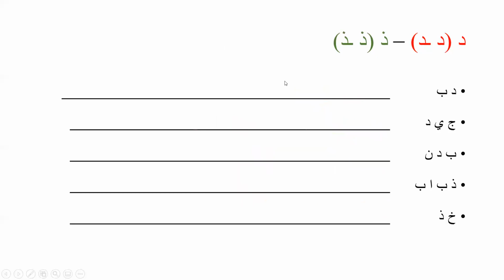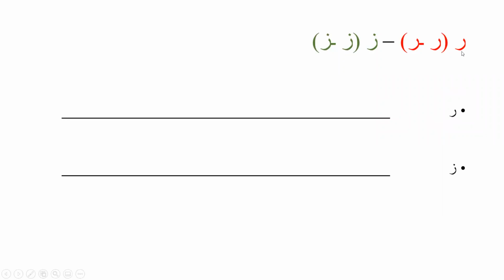Now, the next group is Ra and Zai. These two letters also do not connect after. So we have Ra, and here it is, Ra, when it comes connected to a connectable letter before. No dots. The one with the dots is Za, and here it is, Za. And like Dal and Dhal, the ones before, these ones go below the line.